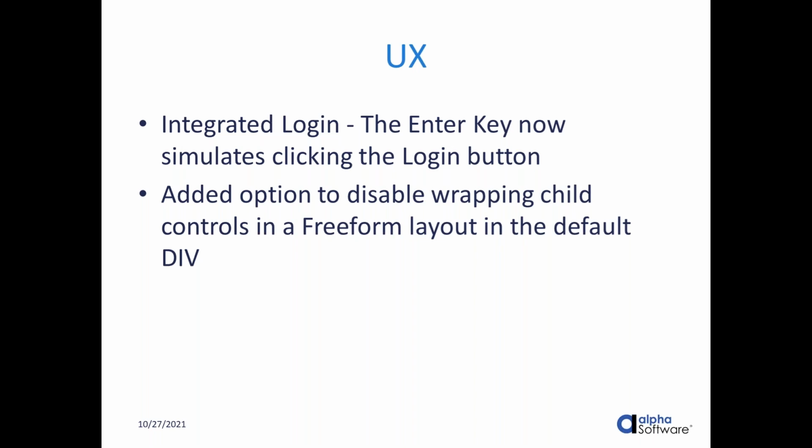We've also added an option within the freeform layout control itself to disable wrapping child controls with this default div that adds some inline styling to make everything behave as if it's on the same line. With CSS, there are two types of display styles: one is block and the other is inline. What this wrapping div is doing is adding that inlining so that stuff appears on the same line. So if you want full control over how everything gets laid out, you can turn this off in the freeform layout's properties now.